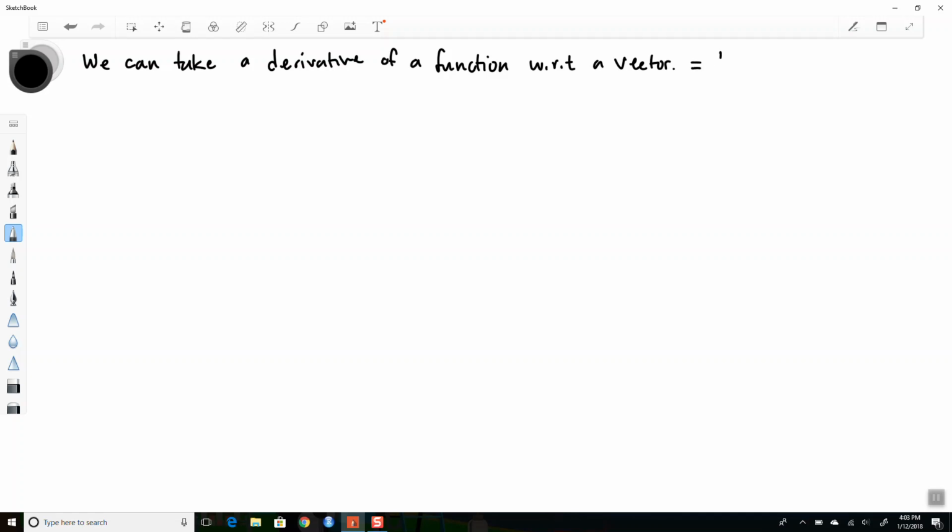This is the gradient. So you've got f of some vector w, and then the gradient of f is basically the derivative of the function with respect to the vector, and that itself is going to be another vector with partials for each component.